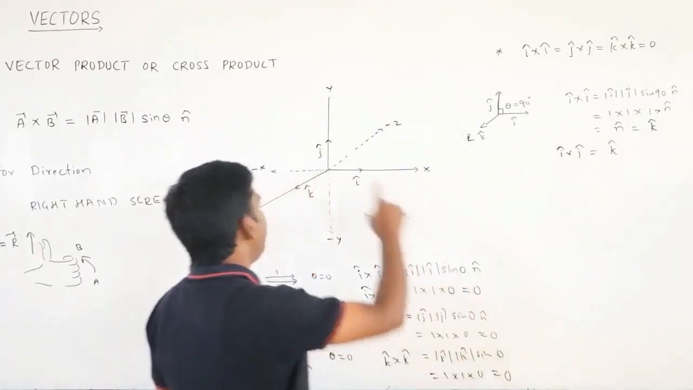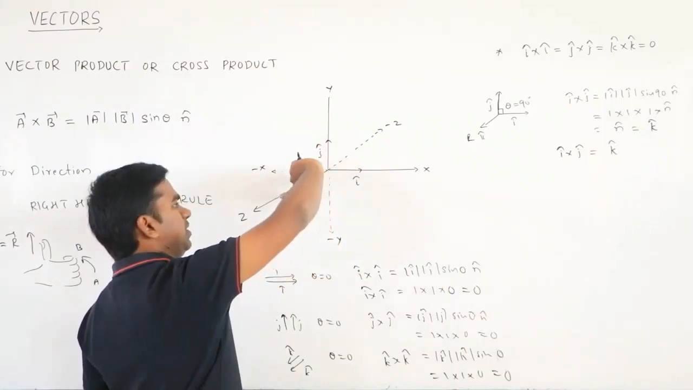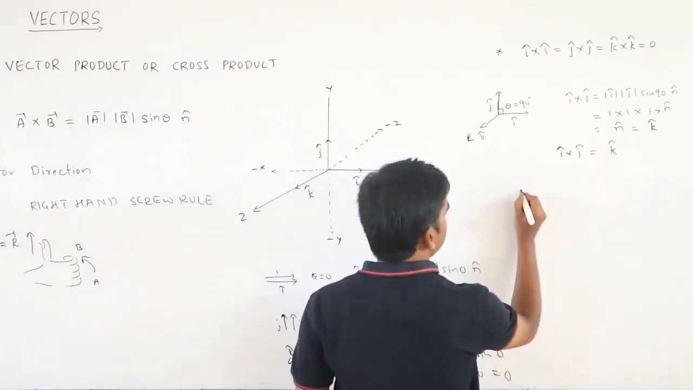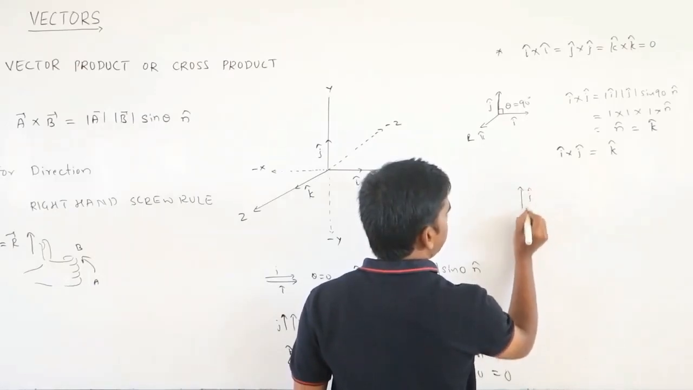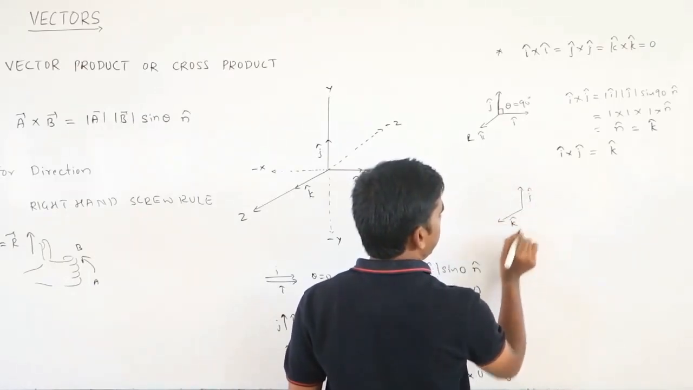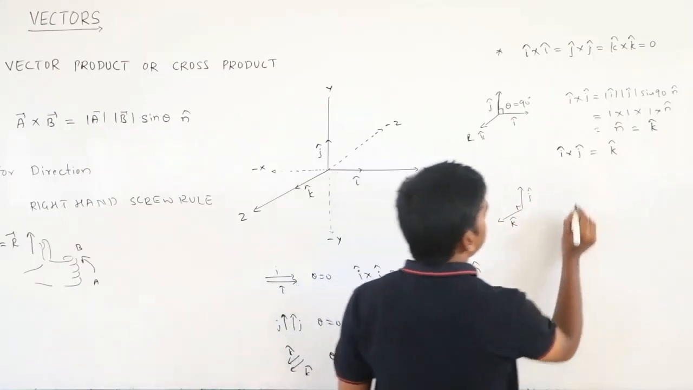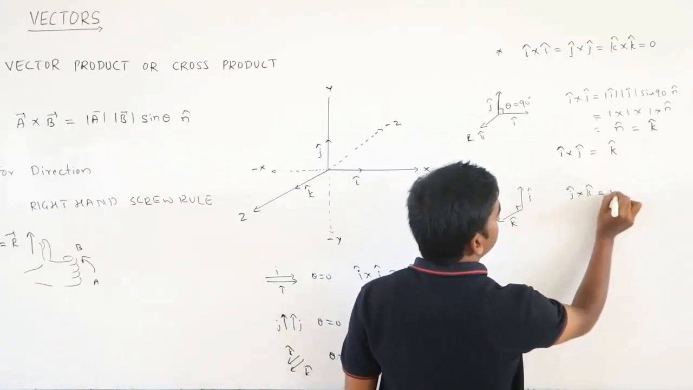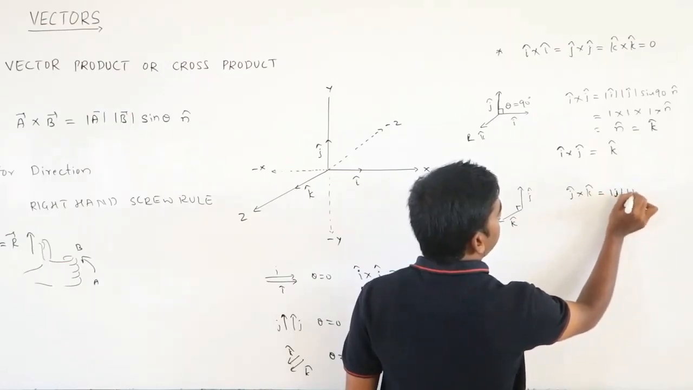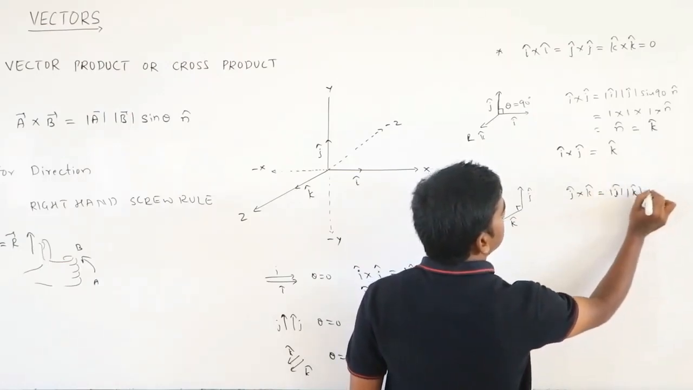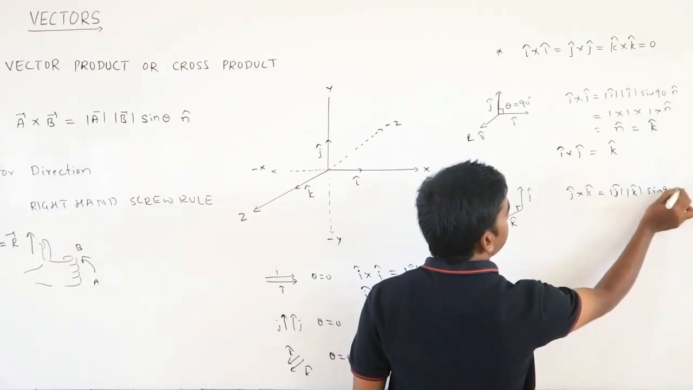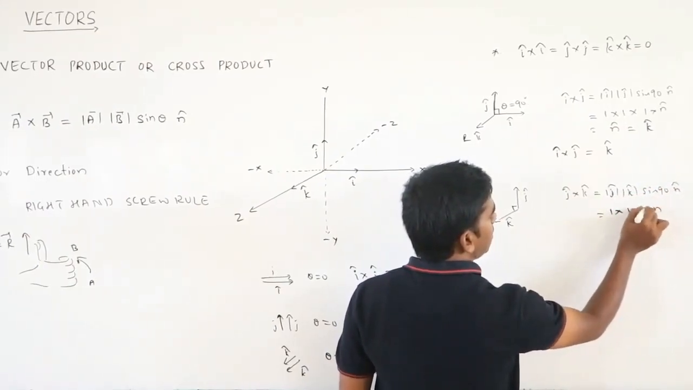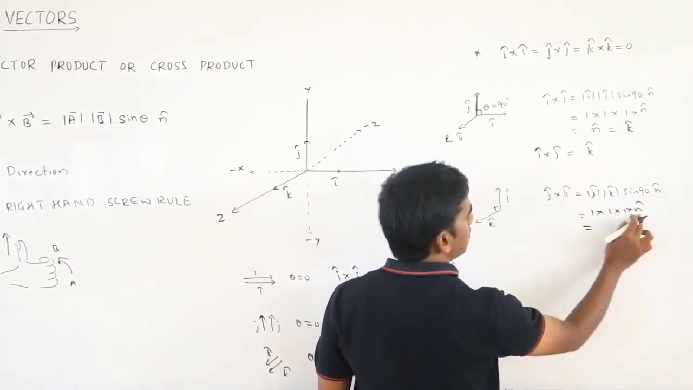Similarly, I will take j cross k. They are perpendicular to each other, 90 degrees between them. This is j cap and this is k cap, so 90 degrees again. So j cap cross k cap equals j, k, sine of 90, then n cap. So this is going to be 1 into 1 into 1 into n cap.